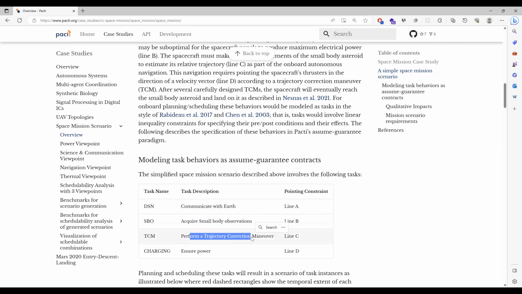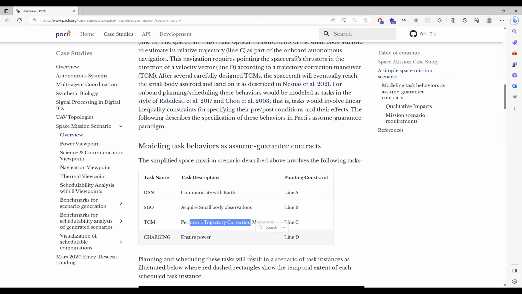This next step right here is this trajectory correction maneuver. What can happen is that when you point yourself towards the Earth in order to send data, or when you point yourself towards the sun in order to charge your battery, you are probably getting farther away from the object that you want to study. So sometimes you need to correct your trajectory in order to approach the object under study so that you can take the measurements. And charging, I think, is fairly obvious.